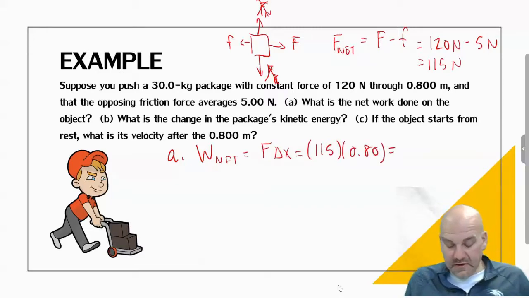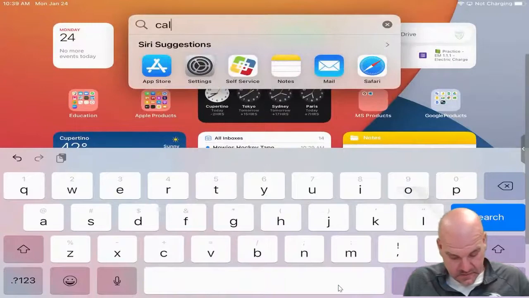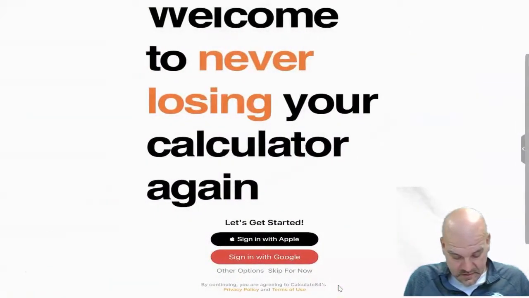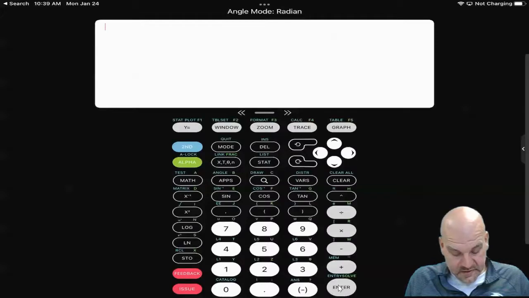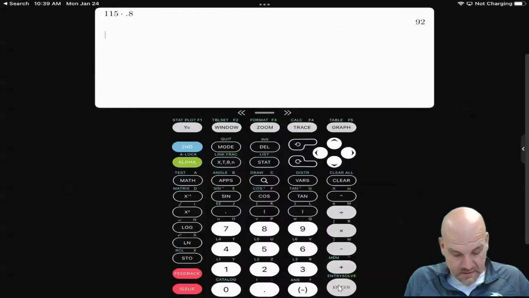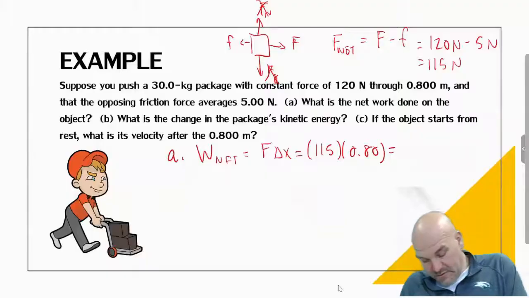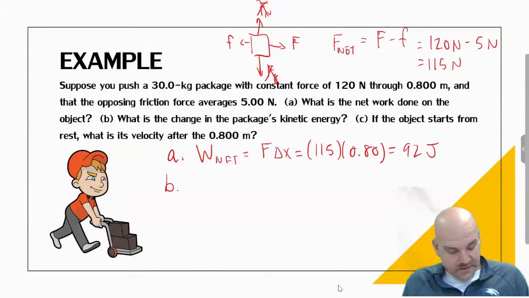You'll have to excuse me, I forgot my calculator. Let me split the screen. I apologize for this. So 115 times 0.8 is going to be 92 joules. And it's positive 92 joules because our friction doesn't completely take away our force there.